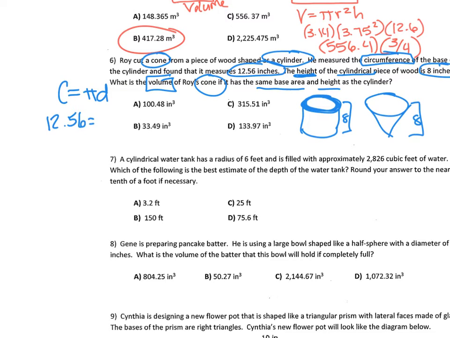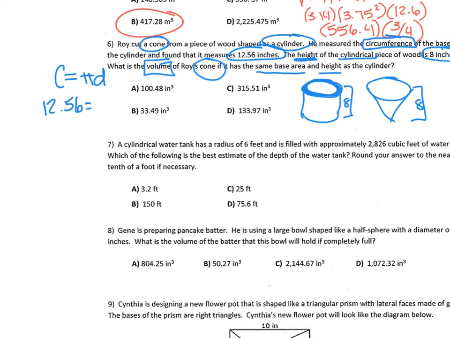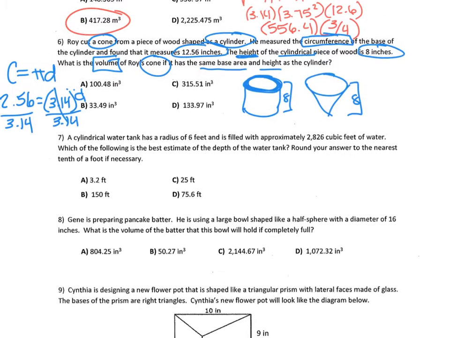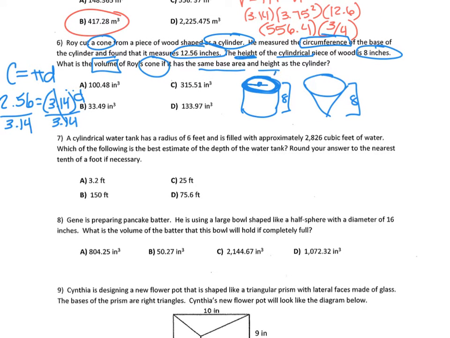So 12.56, that was your circumference. Pi 3.14, and we'll find the diameter from that. So how could you find the diameter from that? 12.56, would you divide? Divided by 3.14, since these are being multiplied. 4. Good. So my diameter all the way across is 4. Then divide that by 2, and that would be 2. So 4 divided by 2.